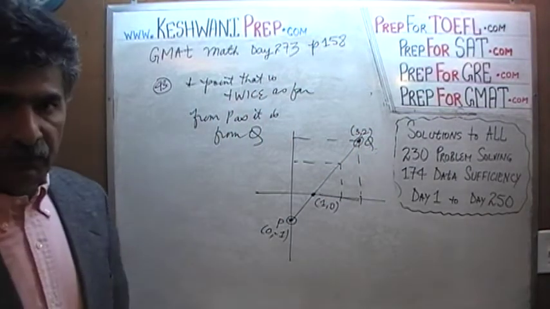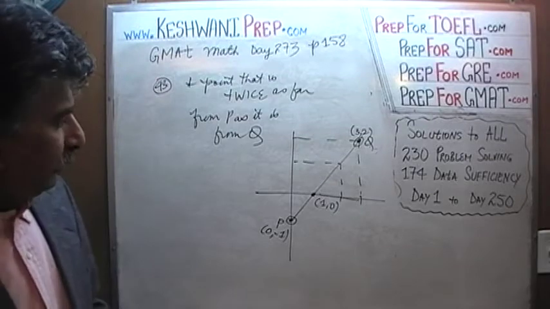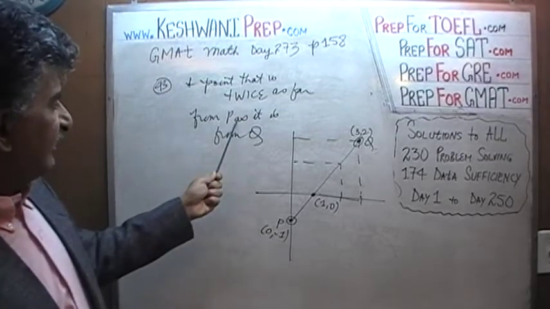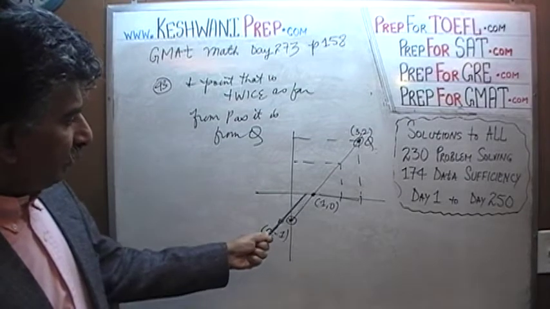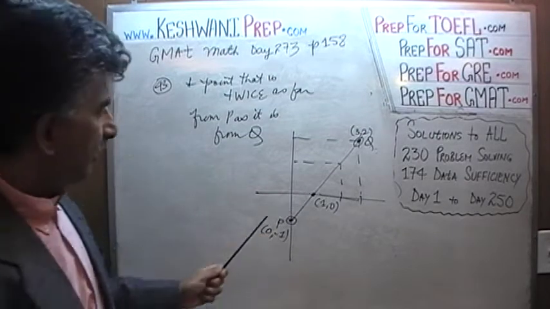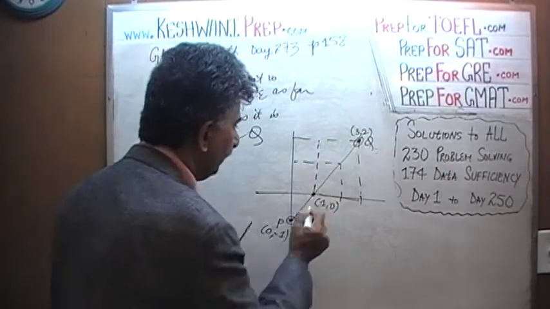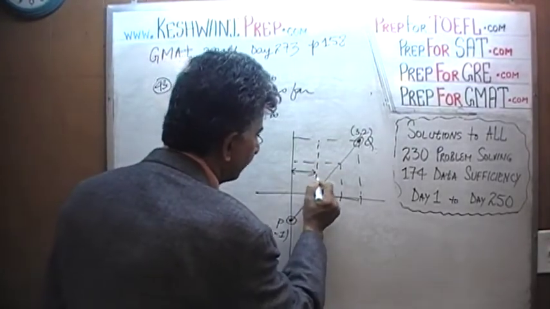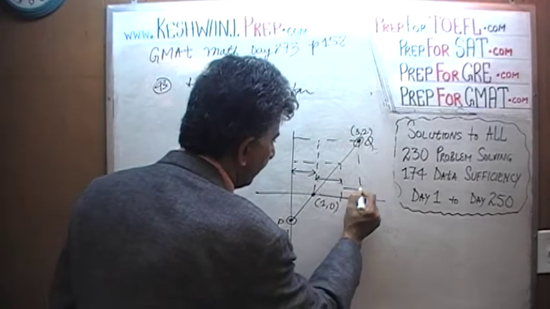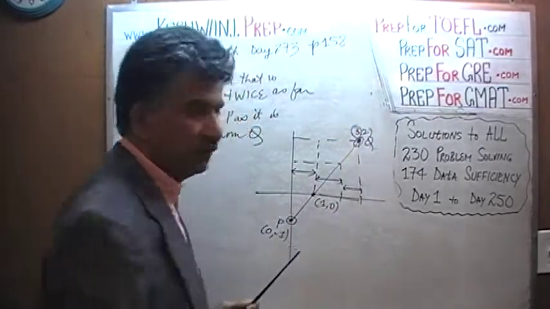The question is, where is that point which is twice as far? We're looking for a point that is going to be twice as far from P as it is from Q. Well, it's very simple actually. It's already been divided up into 3 parts for us. If you look at it here, the line has already been divided up into 3 parts. This is the first part, this is the second part here, and this is the third part right here, because it goes up to 3.